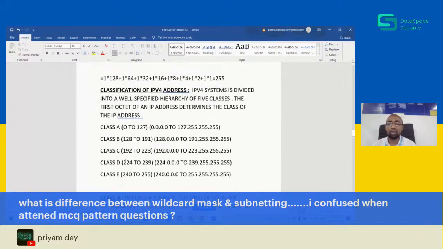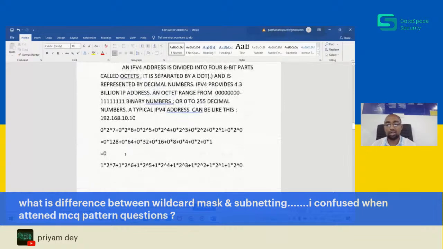So, how can I identify which class an IP address belongs to? Let's move to the example. The example is 192.168.10.10.